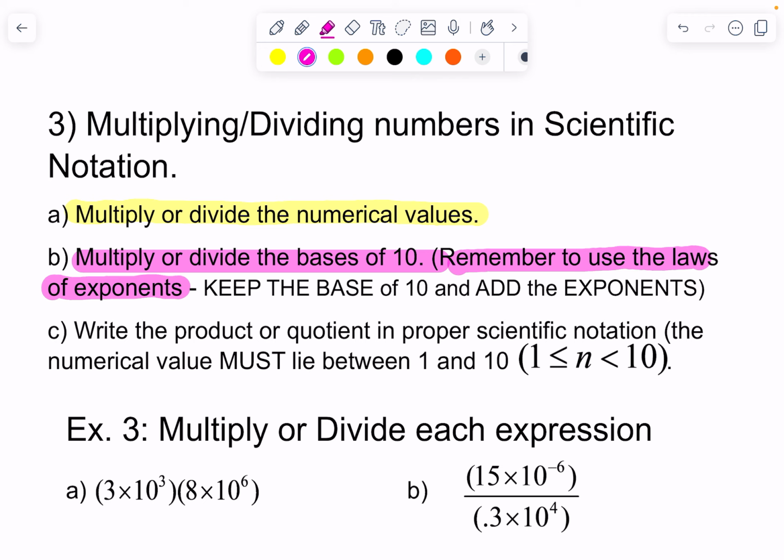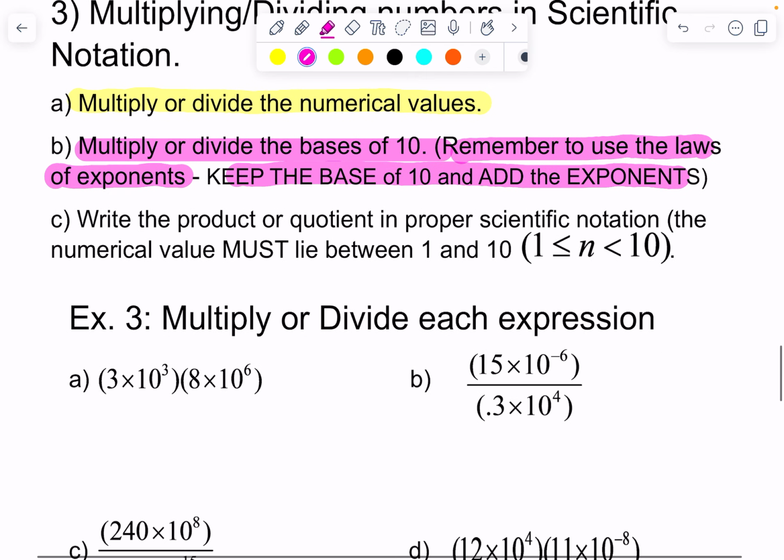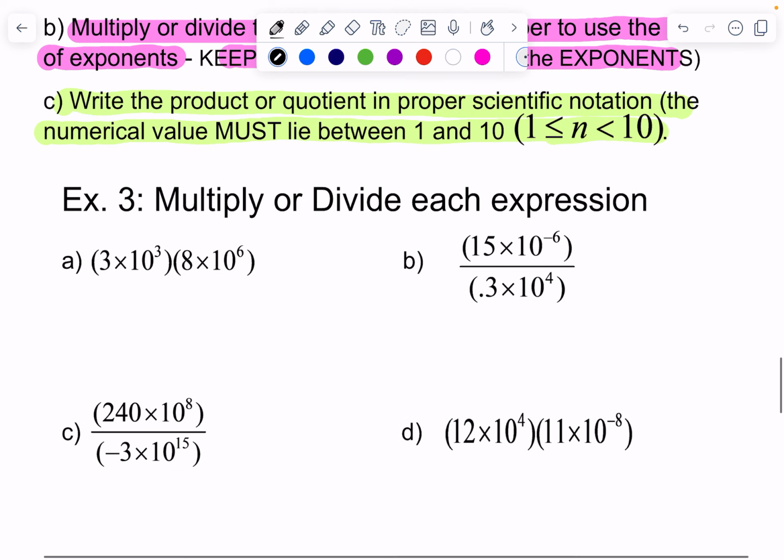For example, when you're multiplying, we're going to keep the base of 10 and add the exponents. Write the product or quotient in proper scientific notation. Remember that means that the numerical value must lie between 1 and 10. So let's get right to it.